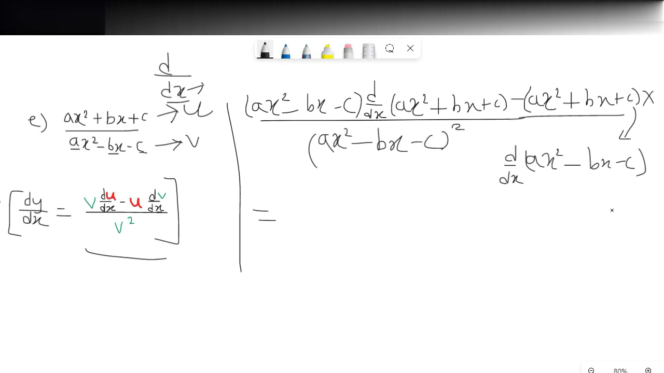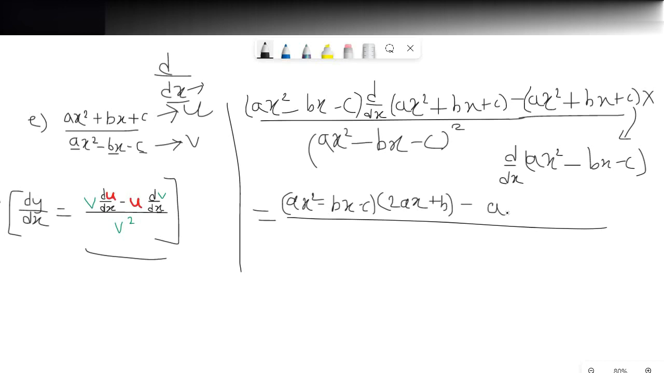so further simplifying, we get at the top ax square minus bx minus c, and the derivative of ax square plus bx plus c will be 2ax plus b, and subtracted with ax square plus bx plus c multiplied with 2ax minus b, and whole divided by ax square minus bx minus c whole square.